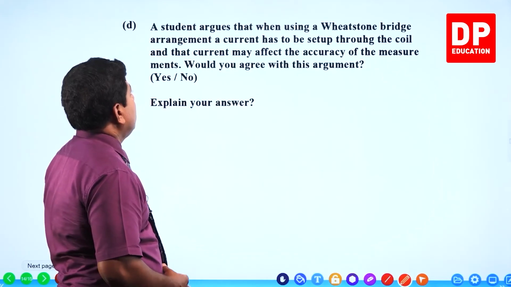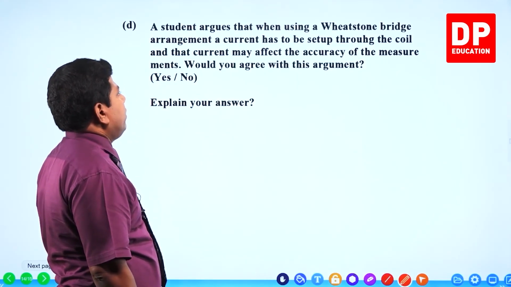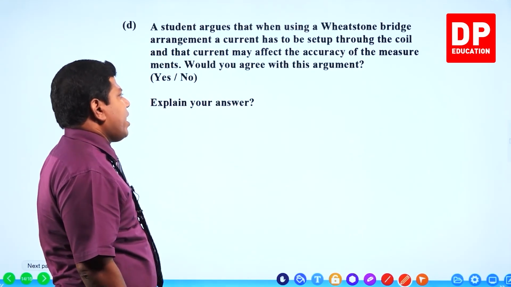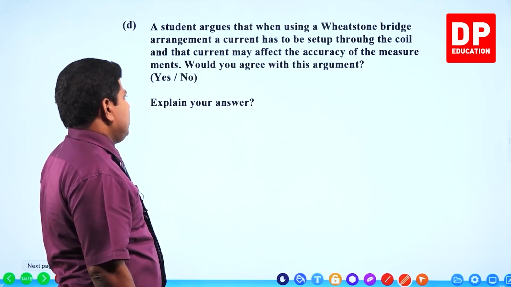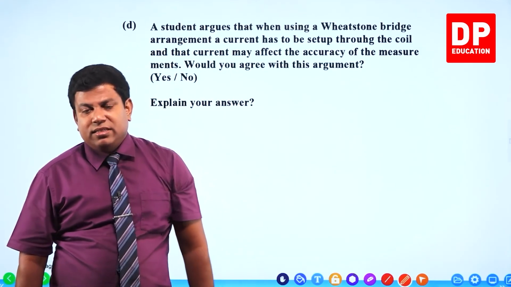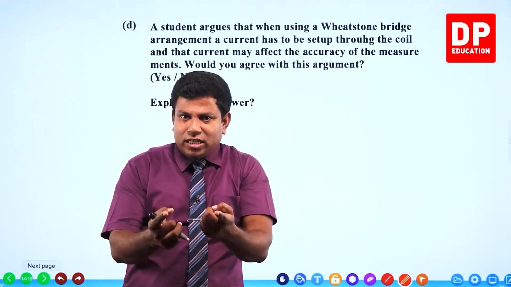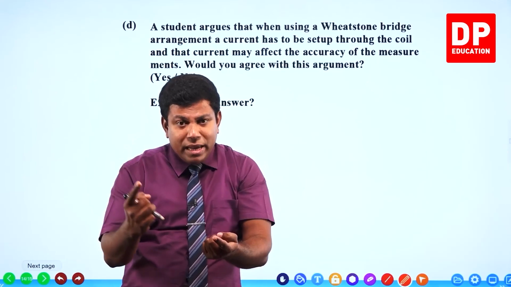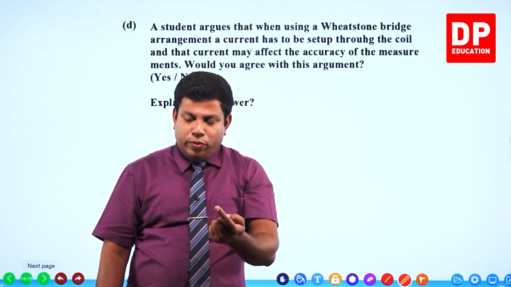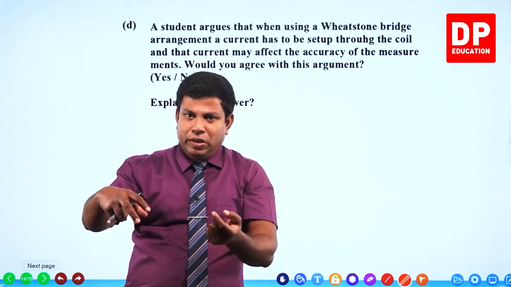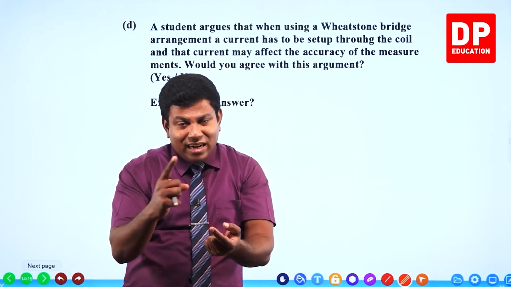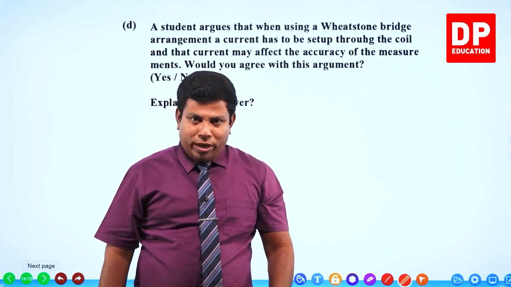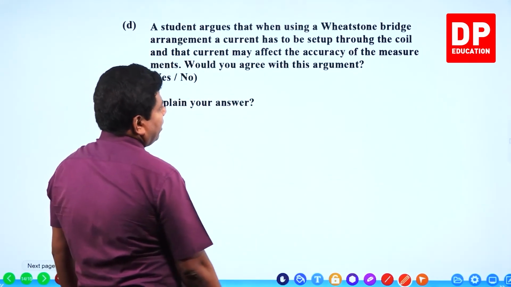Next. A student argues that when using a Wheatstone bridge arrangement, a current has to be set up through the coil and that current may affect the accuracy of the measurements. Would you agree with this argument? Yes or no? Same thing we discussed earlier also. See, the 10-volt battery is connected to this coil. Because the current flows through the coil, it can be heated up. So, when you measure the water's temperature, sometimes the coil's temperature, because of the current, can be slightly higher than the water's temperature. So, can it have an impact? Yes, that's what they ask. Would you agree with this argument? Yes.